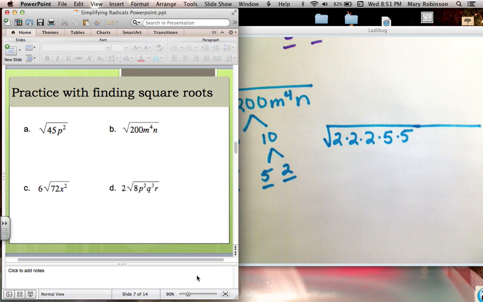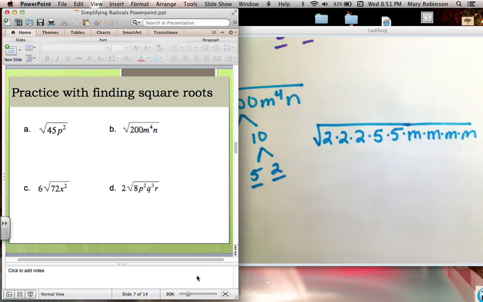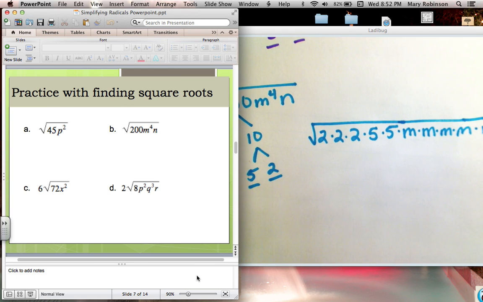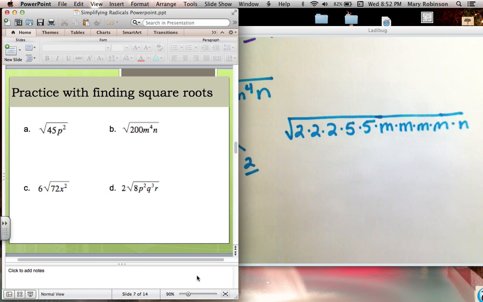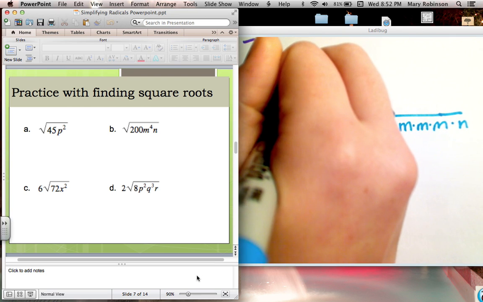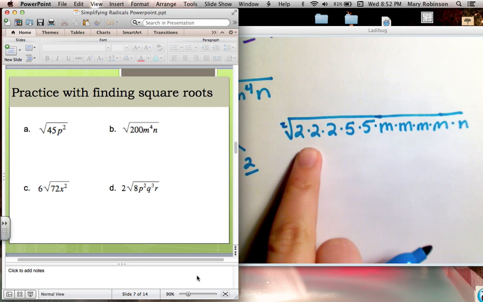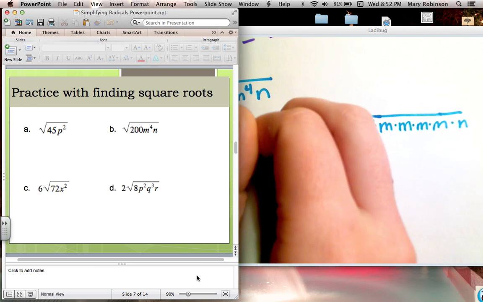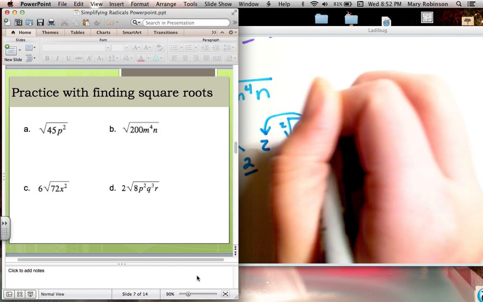And now we just have to break down our variables. It says m to the 4th. M to the 4th simply means m times m times m times m. We have 4 m's, and then 1 n on the end. Some of these prime factorizations can get very long, but once we simplify them, they get a lot shorter. So we have a square root, which means anytime there's a square root, there's an imaginary 2 here. We never have to write it. It's just known to be there. It just means that's how many numbers it takes in order for them to get out. So we have two 2's here, which means a 2 can come out.